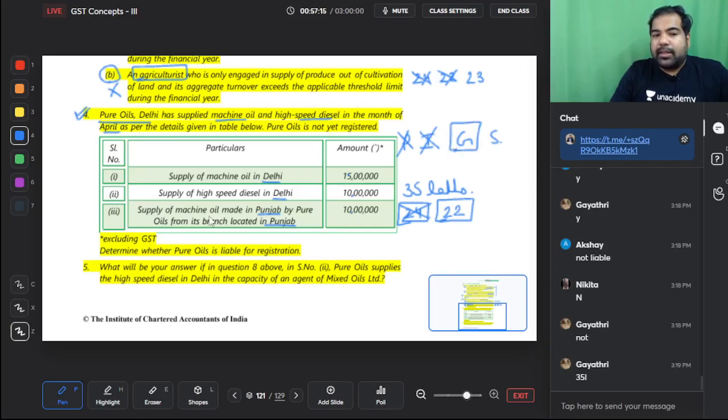Yes. And are they in the states of NT, Mami or Putsam? No, they are in Delhi and Punjab. So hence the limit is 40 lakh. They are right now at 35 lakh. So no registration required.